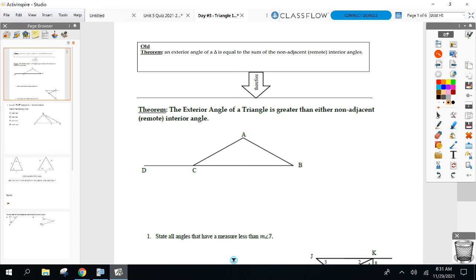Oh, ready to go. Let's kick it up here. Let's not wait. Second period. Still dealing with triangles.